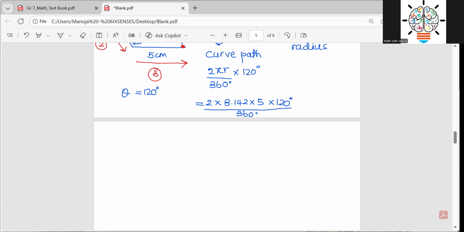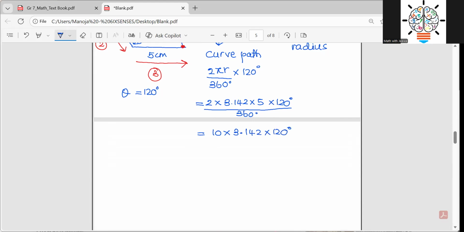2 times 5, what is the answer, children? It is 10, right? 2 times 5, it is 10. 10 multiplied by 3.142 multiplied by 120, the whole thing you divide by 360, right? And earlier we simplified 120 and 360 easily. 120 times 1 and 120 times 3, that is done.